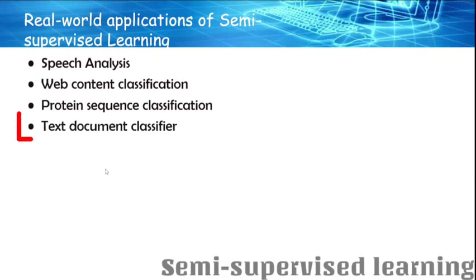And finally, text document classifier. Obviously it wouldn't be very feasible to find a large number of labeled text data, so semi-supervised learning is an ideal model to overcome this. It will handle text document classification flawlessly. Okay, so that's all with respect to semi-supervised learning.